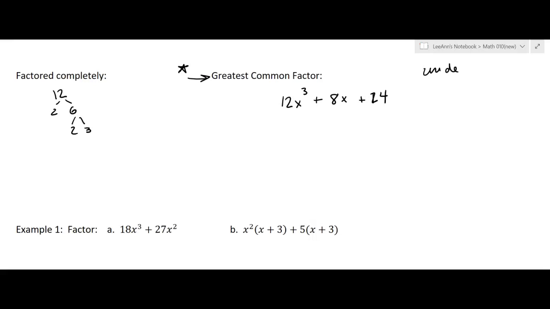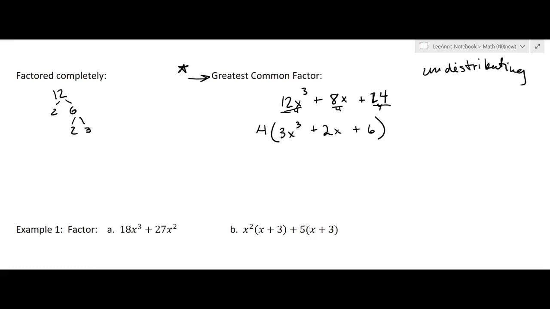In this case, they don't all have an x, so I can't factor out an x. But if I look at the numbers 12, 8, and 24, all of those are divisible by 4. So that's what I would factor out, a 4. And then what you're doing is you're dividing each one of those by 4. So you'd have 3x cubed plus 2x plus 6. And you'd be done. Okay?